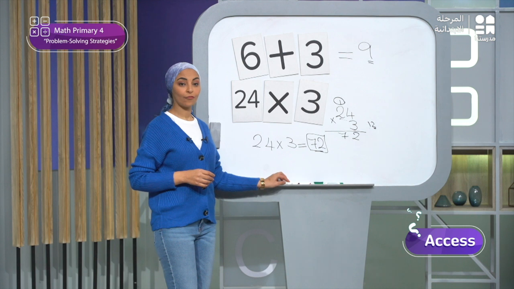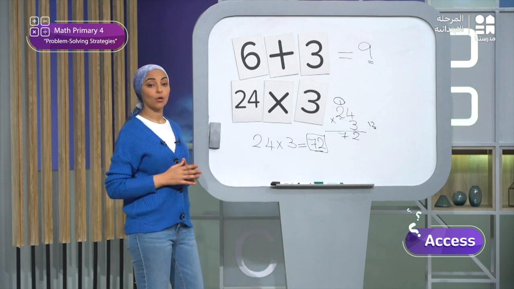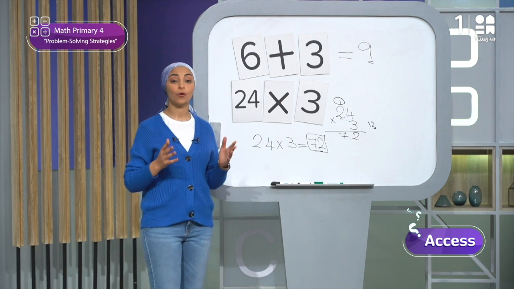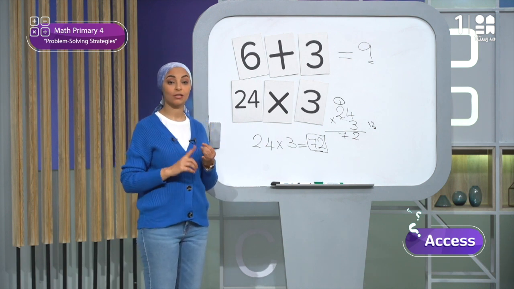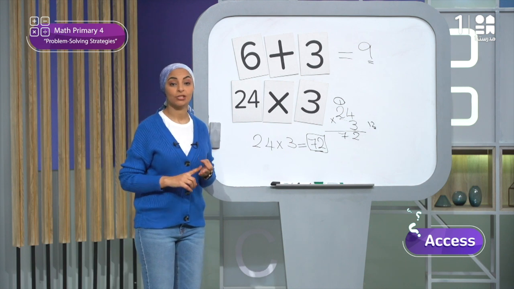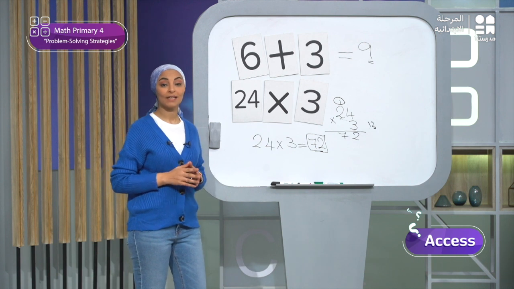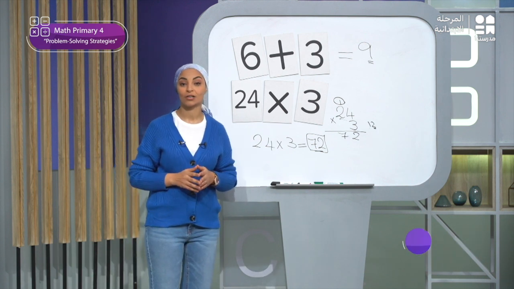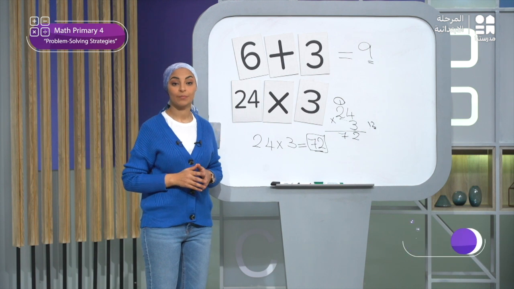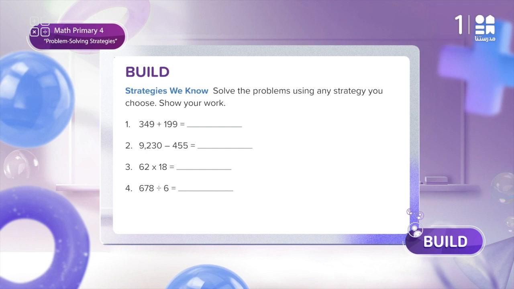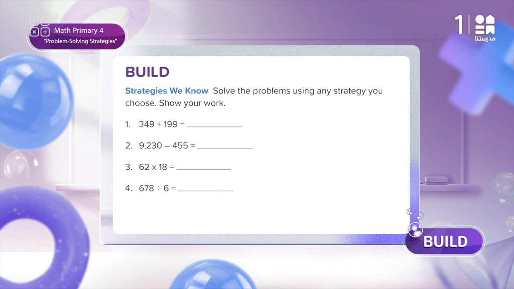Okay? And now from our study, we have learned what? Yes, from our study, we have learned about a group of strategies for addition, subtraction, multiplication, and division, and how to use them to answer problems. Let's now review these strategies and remind ourselves of them in Build on page 331 in your school book in the activity strategies we know. Now, we will answer a bunch of different problems using the strategies we have learned.